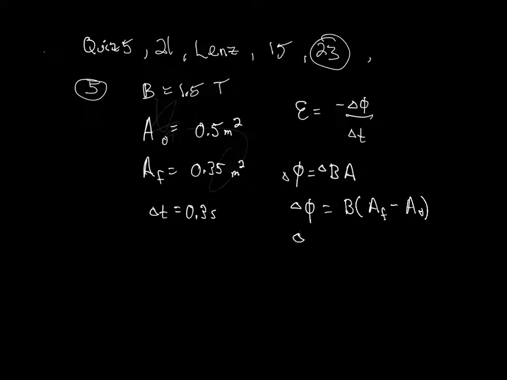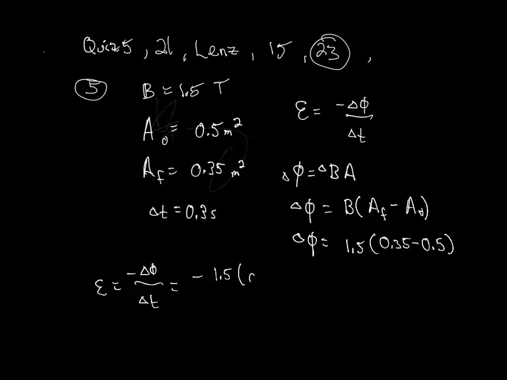Okay. So our change in flux, we can calculate that, is B of 1.5 times the change in the area, 0.35 minus 0.5. If I want the EMF, then I take that negative change in flux and I divide it by the change in time. So I have negative 1.5 times 0.35 minus 0.5, all divided by the change in time of 0.3. And there I get my EMF. My induced EMF is 0.75.